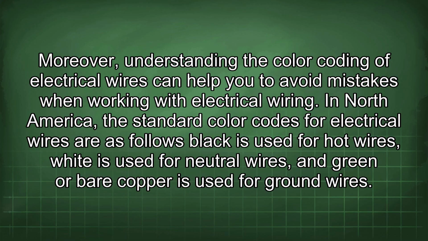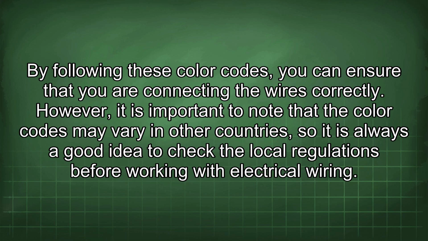Moreover, understanding the color coding of electrical wires can help you to avoid mistakes when working with electrical wiring. In North America, the standard color codes for electrical wires are as follows: black is used for hot wires, white is used for neutral wires, and green or bare copper is used for ground wires. By following these color codes, you can ensure that you are connecting the wires correctly. However, it is important to note that the color codes may vary in other countries, so it is always a good idea to check the local regulations before working with electrical wiring.